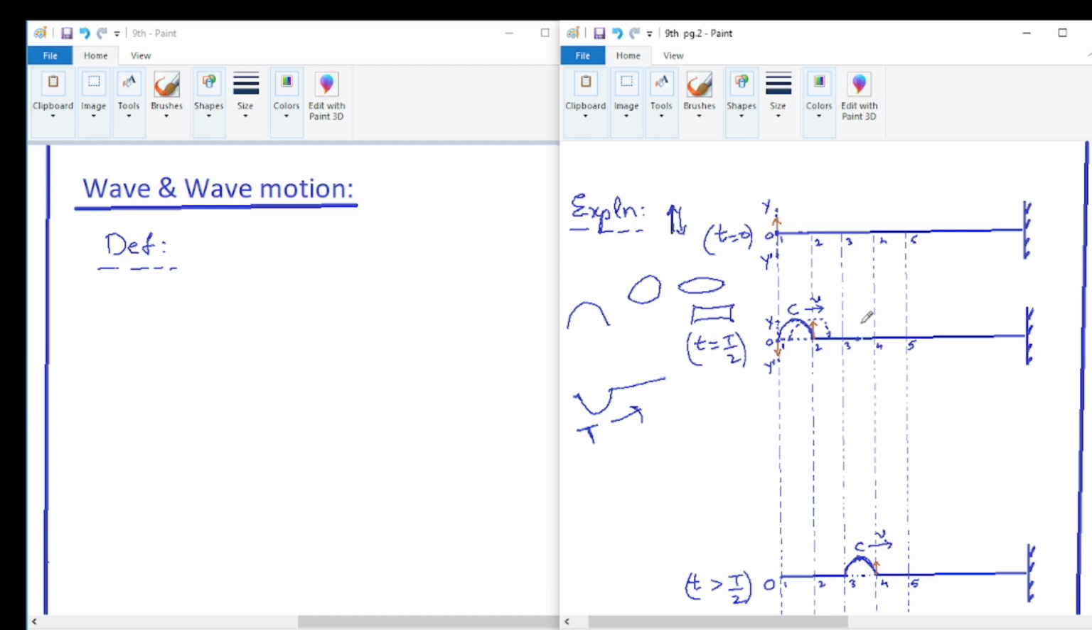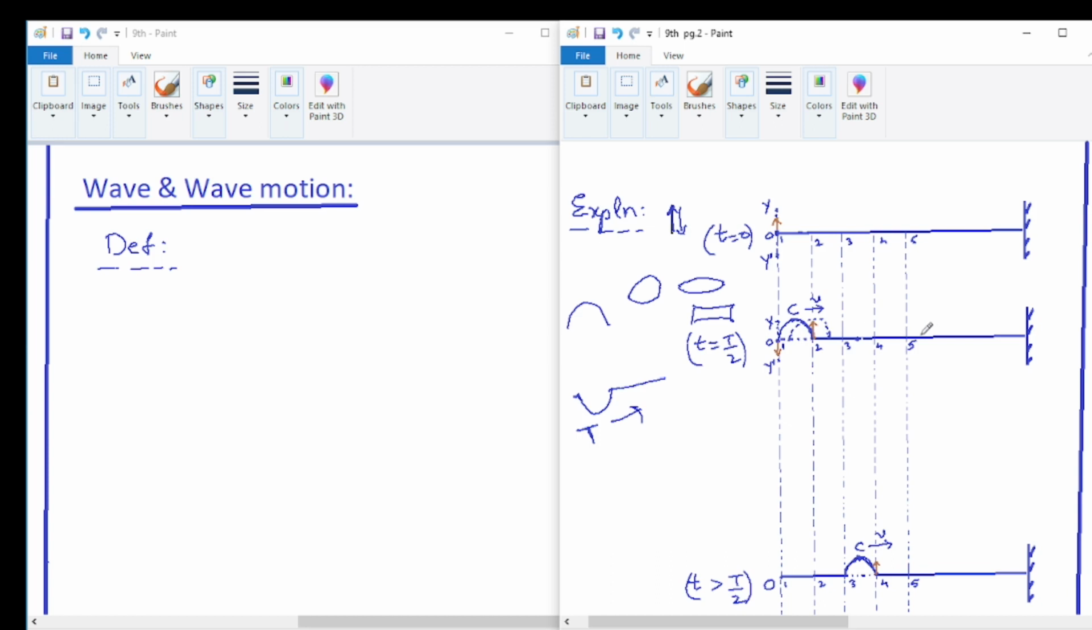So every particle is only vibrating about its own mean position. It's not going anywhere. Particle 1 is never going to particle 5. Only the disturbance is going, due to the transmission of vibrations from one particle to another. They are only vibrating about their own original positions. Every particle is not leaving its position. It's just vibrating about its own position, not even in the direction of the wave motion.